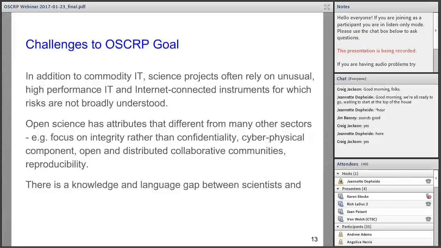Likewise, there's an emphasis on open, distributed, and collaborative communities that is also quite distinct from many commercial environments. If you think about many of the computing environments, or particularly the high-performance computing environments that exist in the world, you can imagine the difficulty and challenge that might be associated with maintaining authentication in such environments, for example.